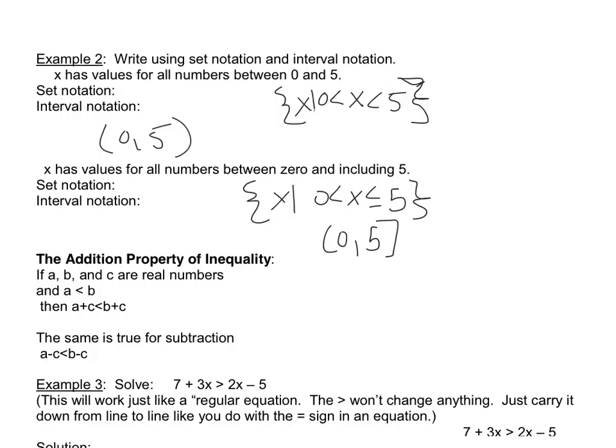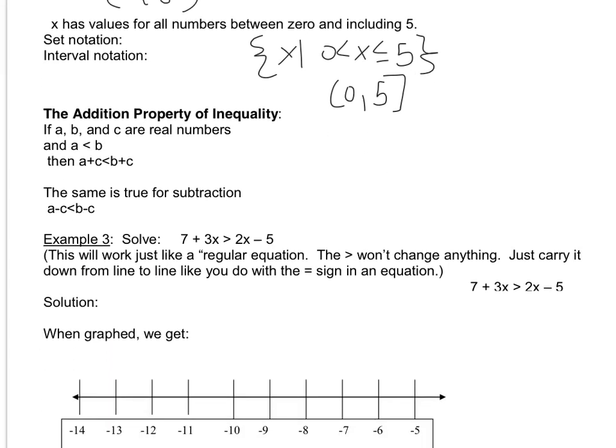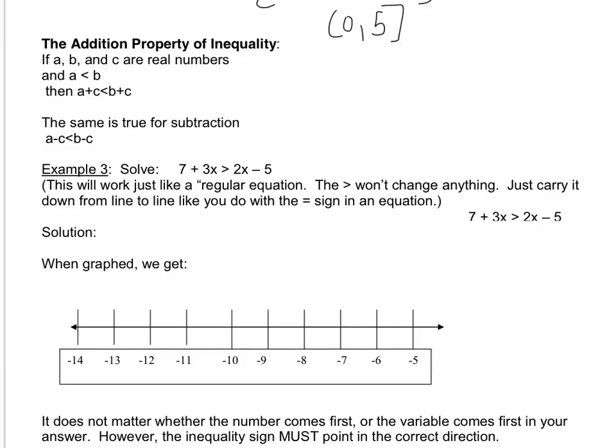The addition property here means if you add the same thing, it doesn't change anything. If you subtract the same thing, it doesn't change anything from either side. So let's look at these. Okay, it says solve this. 7 plus 3x is greater than 2x minus 5. So the first thing I do, I look at the smaller, I get rid of it. So I subtract 2x. I get 7 plus x greater than negative 5. Subtract the 7. X is greater than negative 12. So we graph it, so it's greater than, so it should be this way.